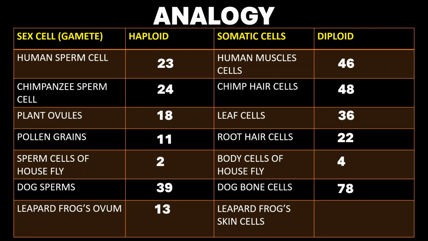What about the ovum of a leopard frog? If there are 13 chromosomes in the ovum, how many will you find in the skin cell? Remember, the skin cells are also somatic cells and they are automatically diploid. Di means times 2, so 13 times 2 gives us 26. So that is the analogy, and that is how we approach haploid and diploid.